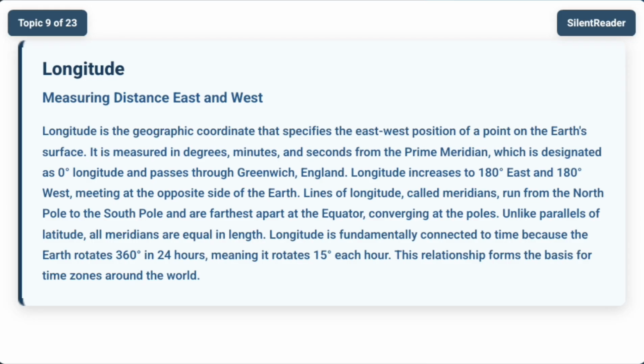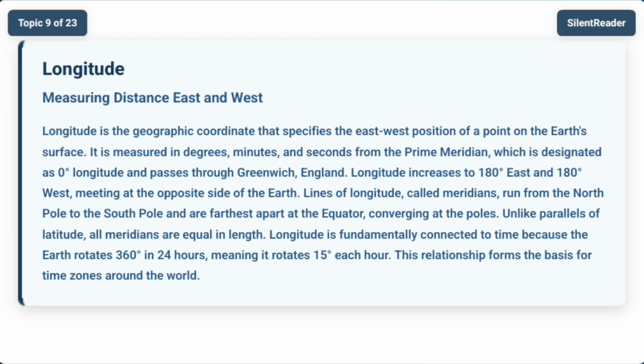Longitude. Longitude is the geographic coordinate that specifies the east-west position of a point on the Earth's surface. It is measured in degrees, minutes, and seconds from the prime meridian, which is designated as 0 degrees longitude and passes through Greenwich, England. Longitude increases to 180 degrees east and 180 degrees west, meeting at the opposite side of the Earth. Lines of longitude, called meridians, run from the North Pole to the South Pole and are farthest apart at the equator, converging at the poles.